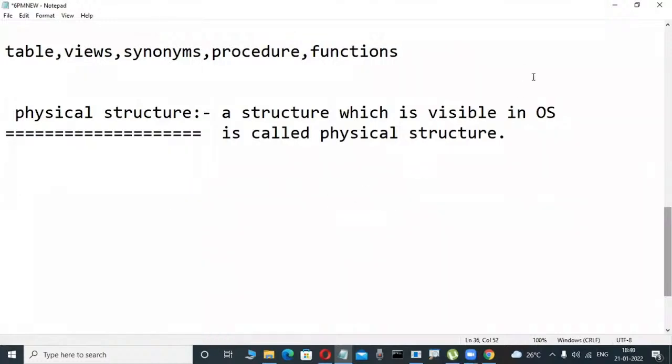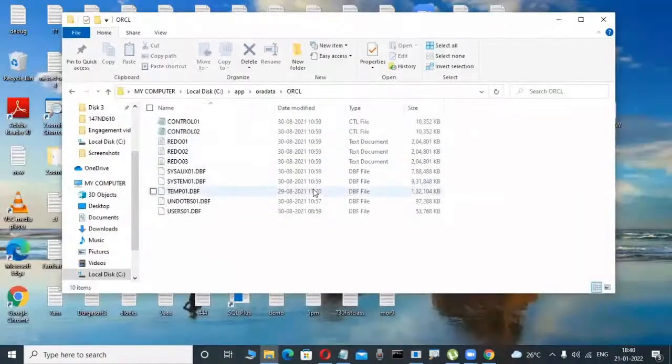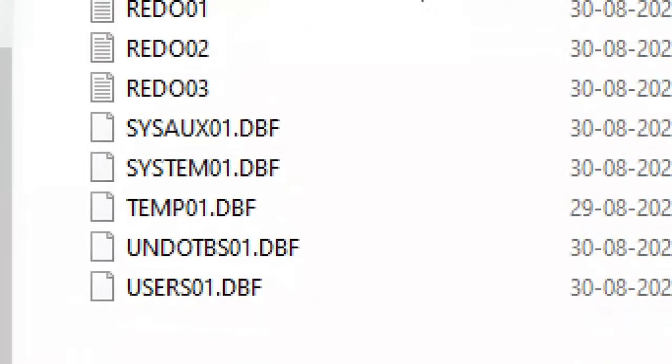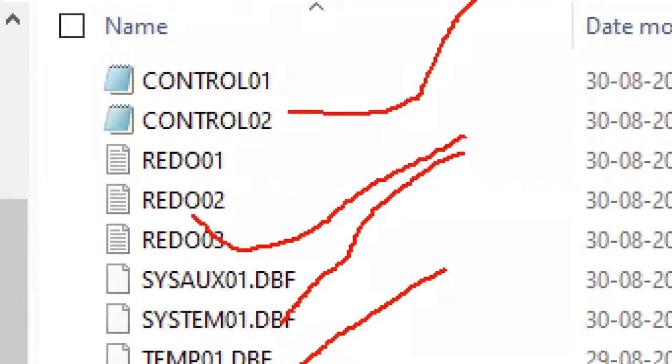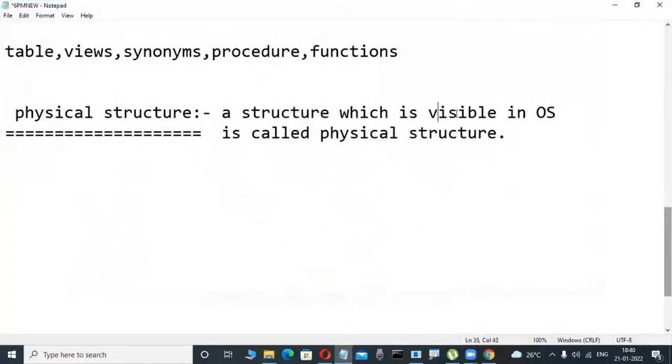Observe here, whenever I'm installing Oracle software, for example, automatically some files are created on the disk. Observe here, in the C drive, D drive, some files are created. These are data files, .dbf files, something. Okay, fine. What is this? You don't have an idea. Later you will be familiar. Here control files and redo log files. These files. That's why a structure which is visible in the operating system. Or maybe some files are visible or not.